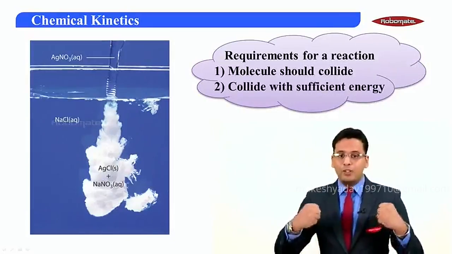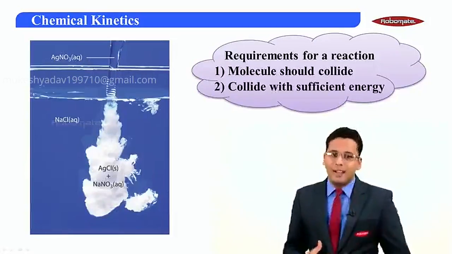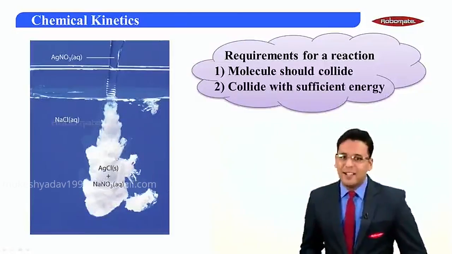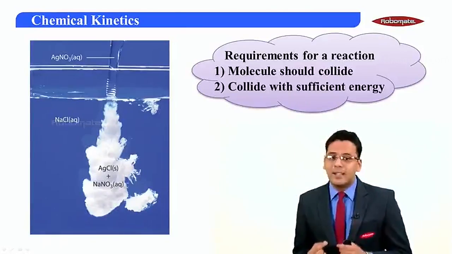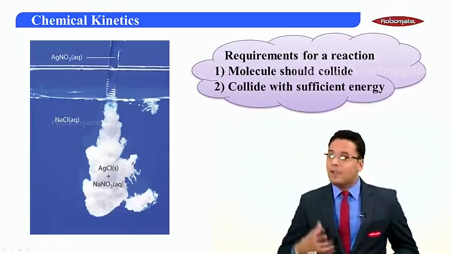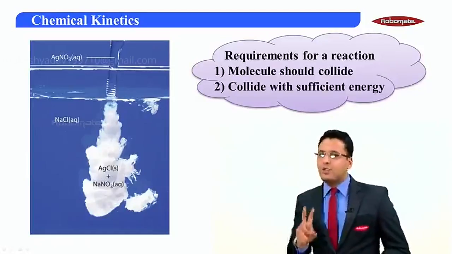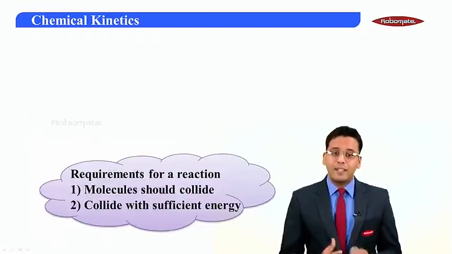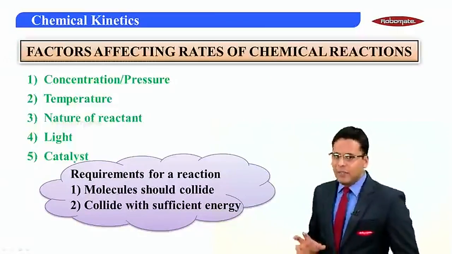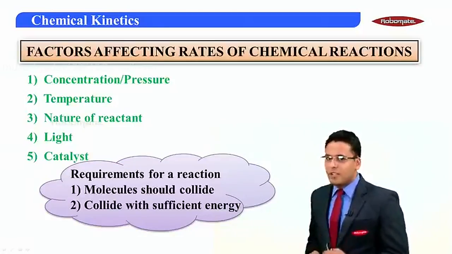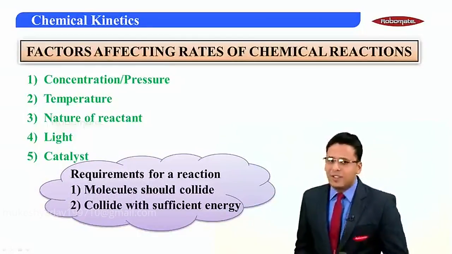So now when you've got molecules colliding among themselves, they should collide with sufficient energy that will again facilitate the rate of reaction. Now how the energy of collision will affect your rate will be understood later in a module called collision theory. But right now you can safely take my word for it. So these are the two factors which have an effect on the rate of reaction. If you remember, these were the factors: concentration or pressure, temperature, nature of reactants, light, and presence of a catalyst.